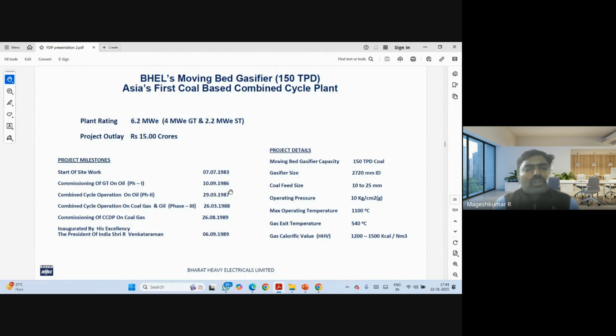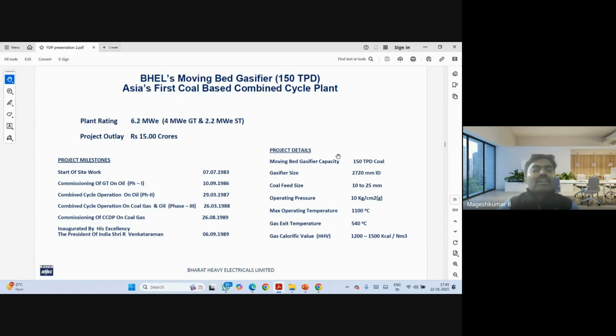With respect to the cost of the 150 TPD plant, which had been installed way back in 82, what was the cost? It had been mentioned here. During 83, it was around 15 crores. They had built this project. It was inaugurated by the president of that time, Sir Venkataraman. The plant had been put into operation.